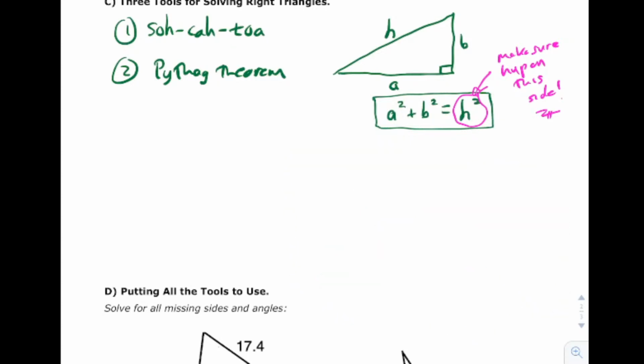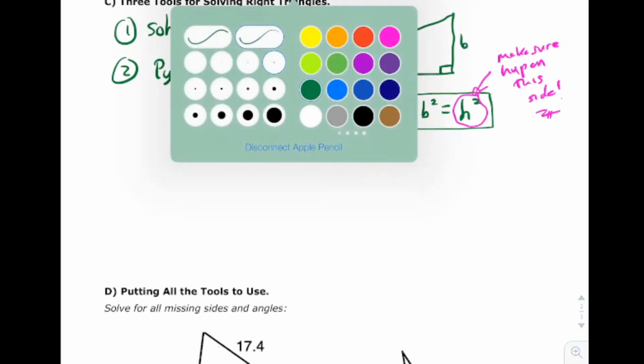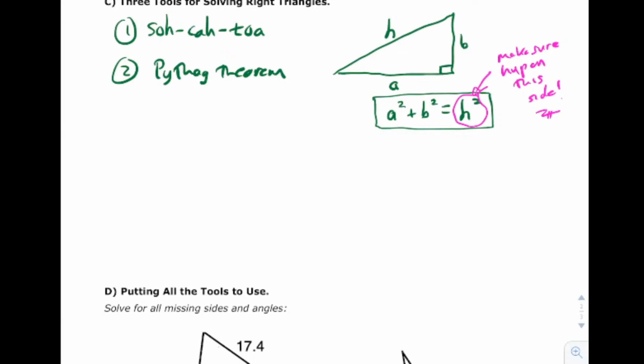Okay, so that's a good enough statement of the Pythagorean theorem, I think. A squared plus b squared equals c squared, except I'm going to say h squared because it's very important that the hypotenuse is on the right. Very, very important.